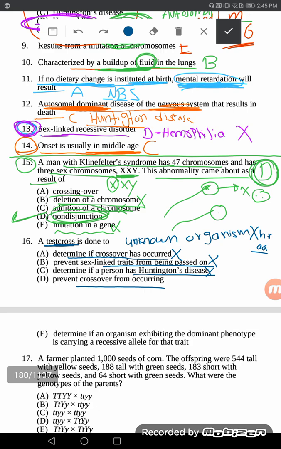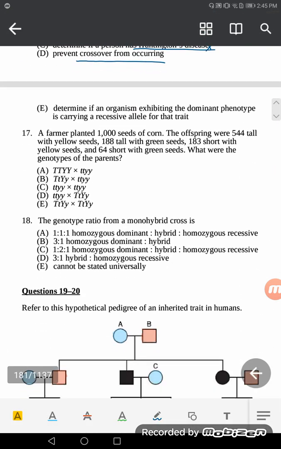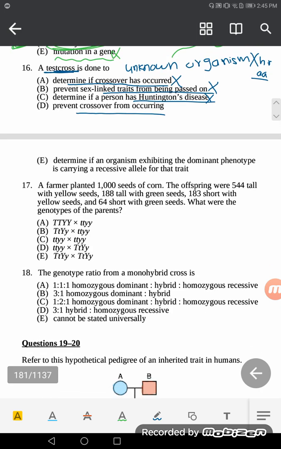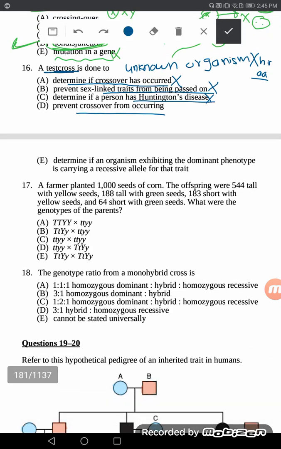So the last one says, to determine if an organism exhibiting the dominant phenotype is carrying a recessive allele for that trait. So it is what I said before. It is useful for finding the genotype of an unknown organism by crossing it with the homozygous recessive one, like this.